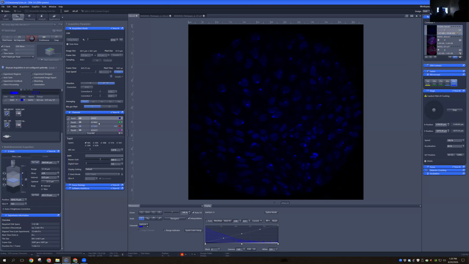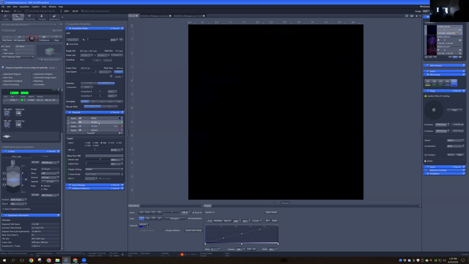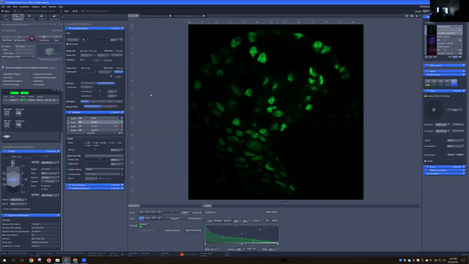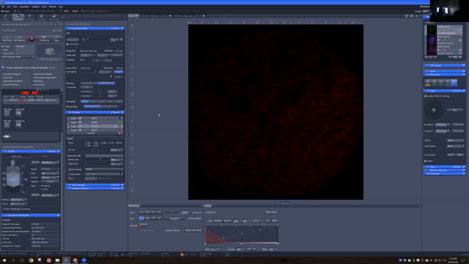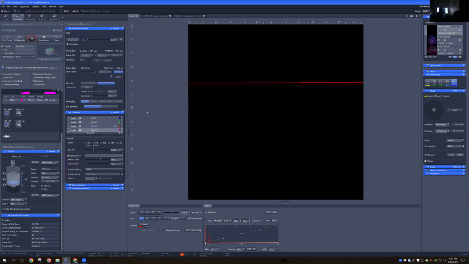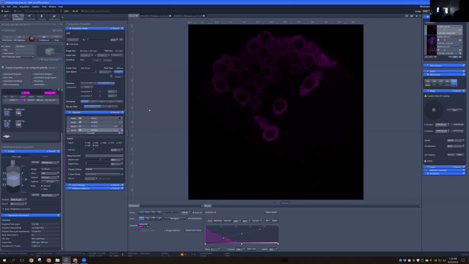Now I'm going to check all of the other channels that I'm going to acquire. Next, I'm checking a laser that is exciting at about 488 nanometers. This is the traffic jam protein, which is in the nuclei of some of the cells. Next, we have our membrane protein, the sodium potassium ATPase alpha. And finally, we're going to look at our VASA signal.